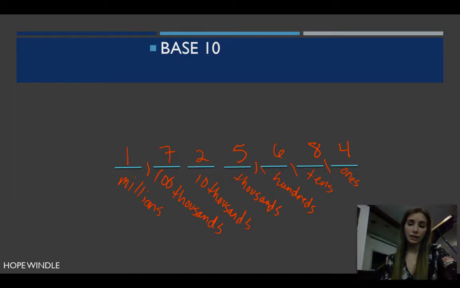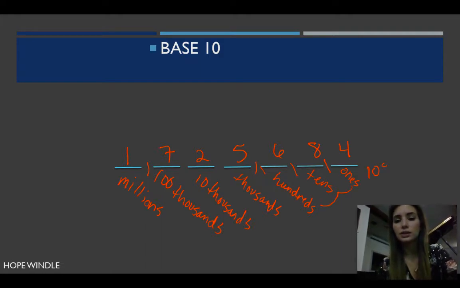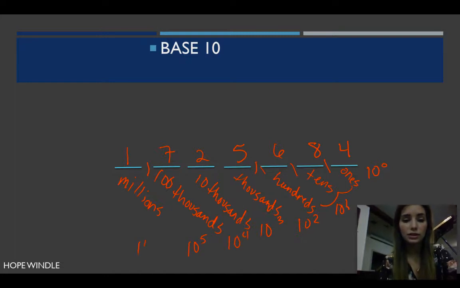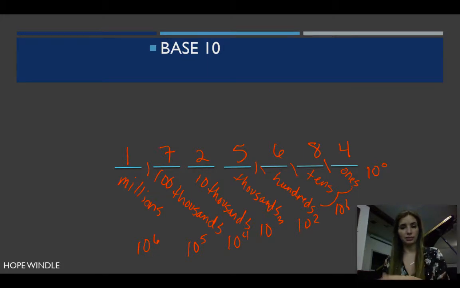Now, what I did here was raise each position to the next power of 10. Like this would be 10 to the 0. And then here we would have 10 to the 1, 10 to the 2, 10 to the 3rd, 10 to the 4th, 10 to the 5th, and 10 to the 6th. We see that we have 6 place values. And whenever you multiply 10 times 10 six times, you get 1 million. So this is going to be our base 10.